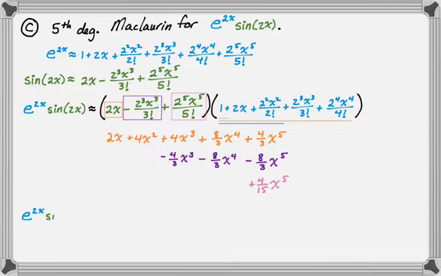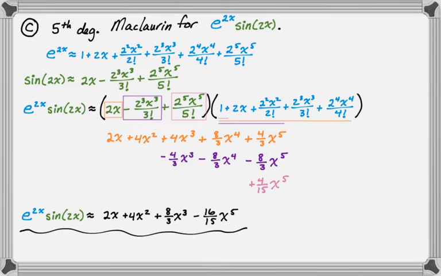So if we write it out, this is approximately, so 2x for sure, 4x squared, and then here it's 12 thirds minus 4 thirds is 8 thirds. And then what's interesting is you get plus 8 thirds x to the 4th minus 8 thirds x to the 4th. So there's actually no x to the 4th term in this answer. And then 20 over 15 minus 40 over 15 is negative 20 over 15 plus 4 over 15 is negative 16 over 15. So minus 16/15 x to the 5th. And that's the final answer that we're looking for.